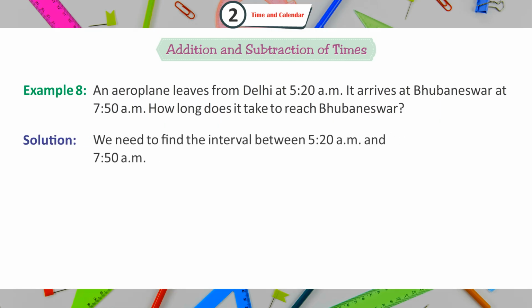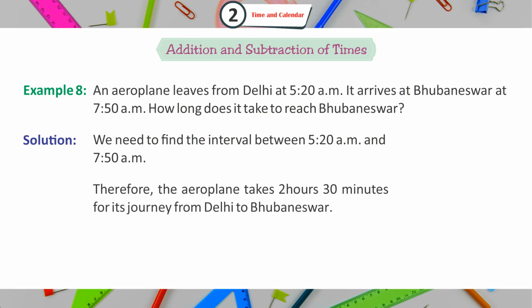Solution. We need to find the interval between 5:20 am and 7:50 am. Therefore, the aeroplane takes 2 hours 30 minutes for its journey from Delhi to Bhubaneswar. 7 hours 50 minutes minus 5 hours 20 minutes is equal to 2 hours 30 minutes.